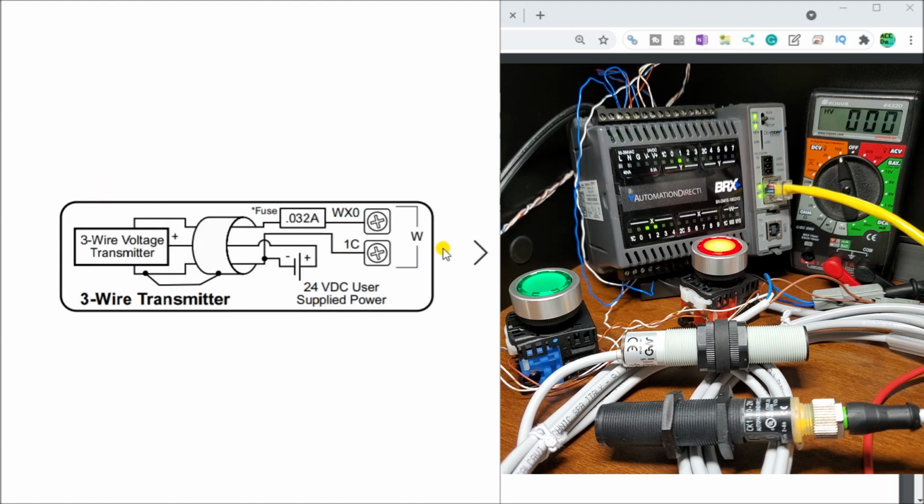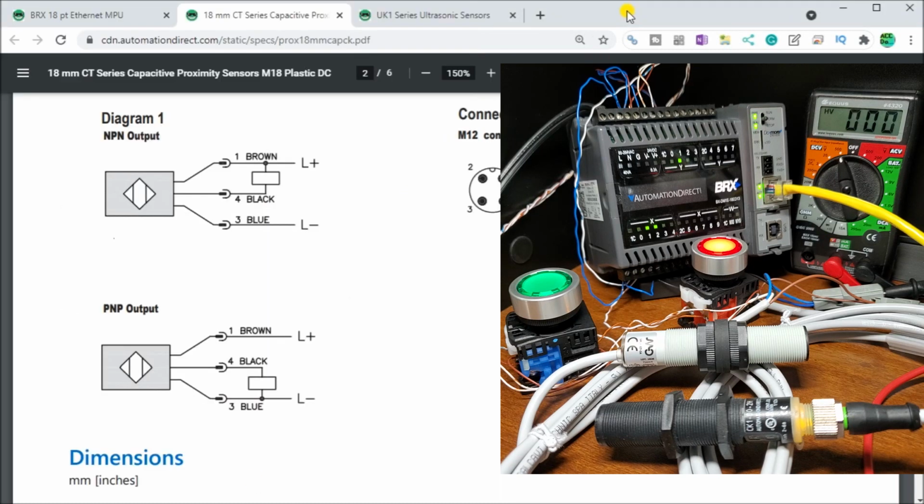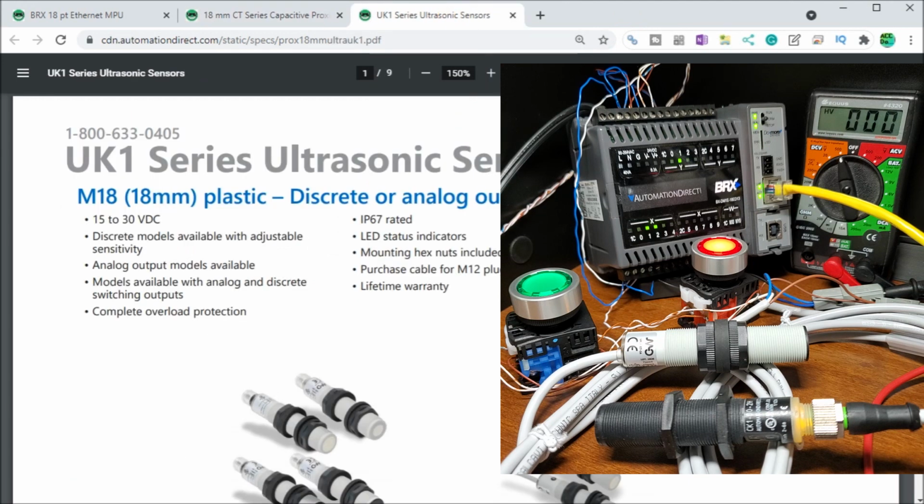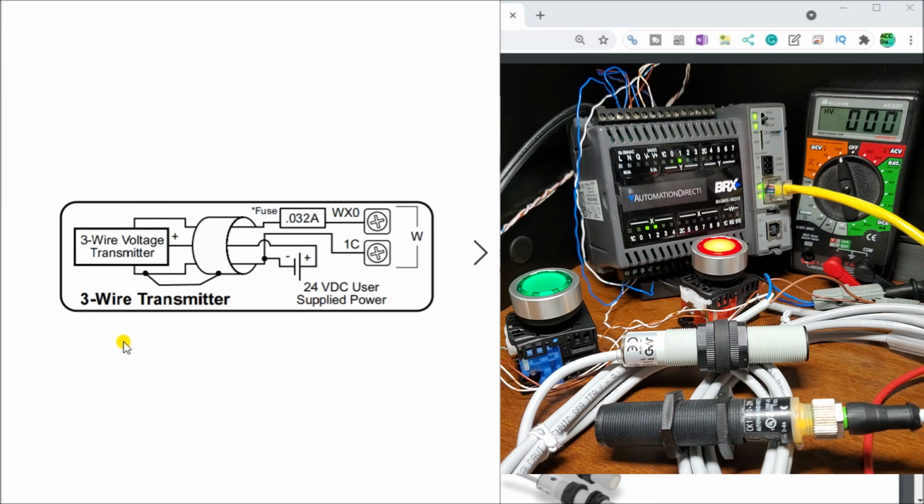Next, what we'll do is take a look at our analog. Now, we're going to be wiring a UK1 series ultrasonic sensor to the PLC. And the PLC wiring diagram on a 3-wire transmitter looks like this. So it looks complicated, but really isn't. The PLC is right here. And this comes again from the specifications on our PLC itself. We have a common point and we have an analog input point. And they recommend a fuse to put in between. Currently right now we don't, because we just have a test bench right here.